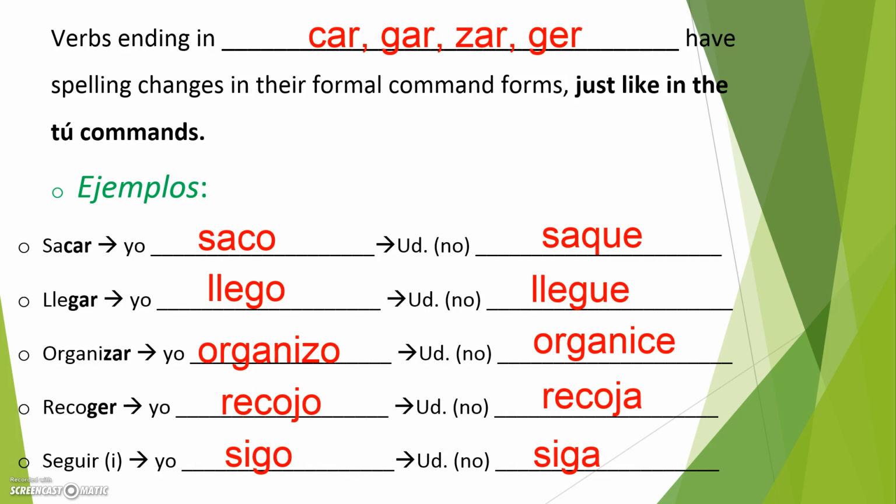Y seguir. Seguir is always a little bit difficult because it changes E to I, and it drops the U in the yo form. The yo form is sigo, not siguo. Therefore, it becomes siga with no U.